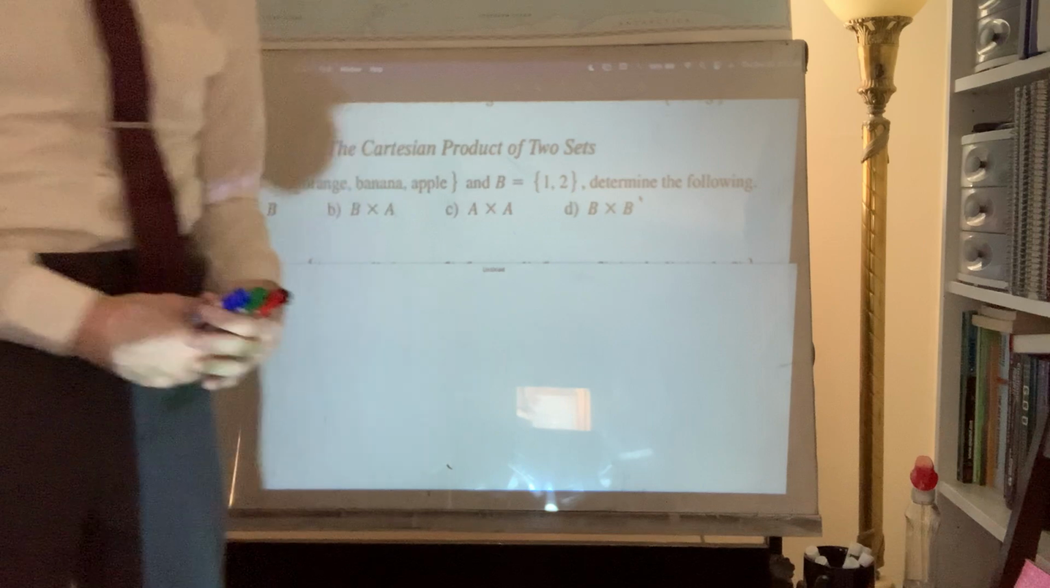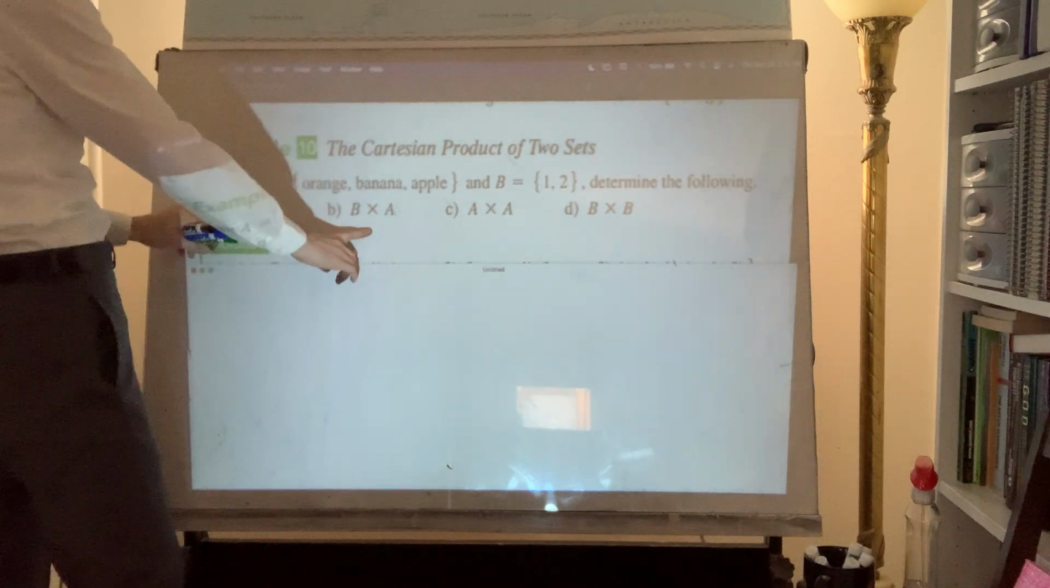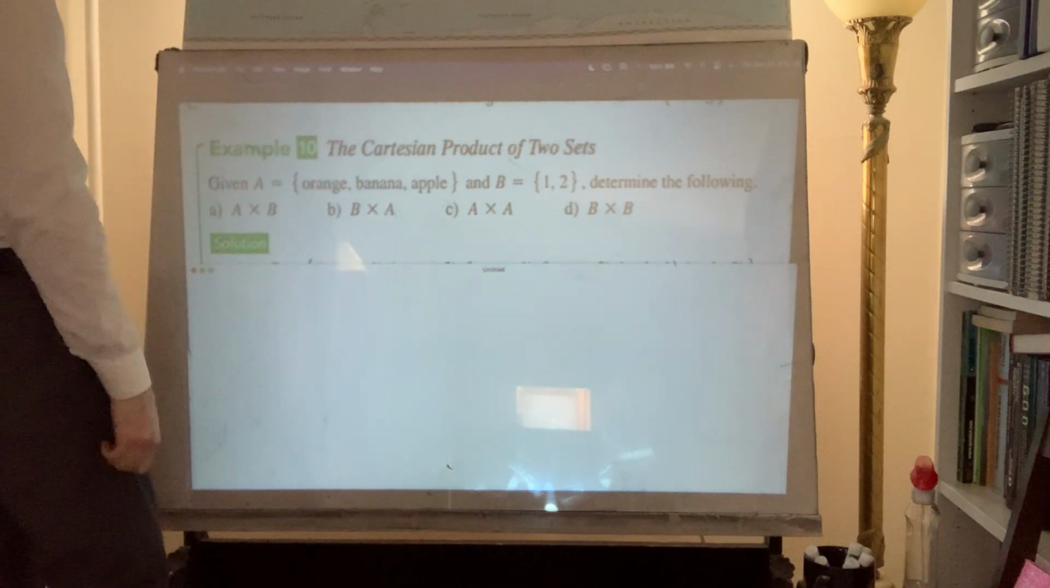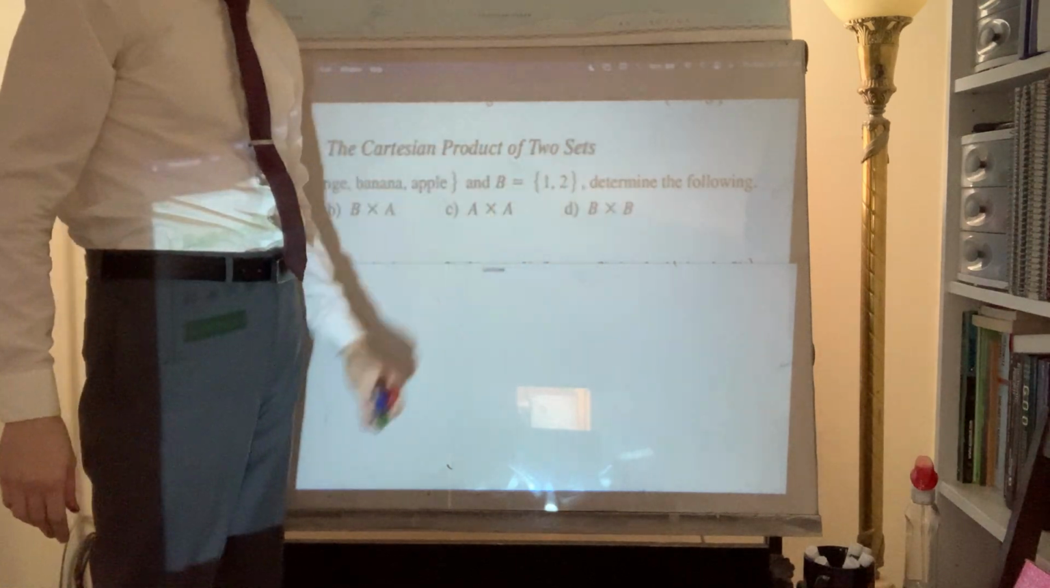Now, if you read it, it says, given A is equal to orange, banana, apple, and B is equal to 1, comma 2, determine the following. A cross B, B cross A. These will be different answers because, again, it's not commutative, even in spite of the fact it looks like multiplication. All right, A cross A, and then B cross B.